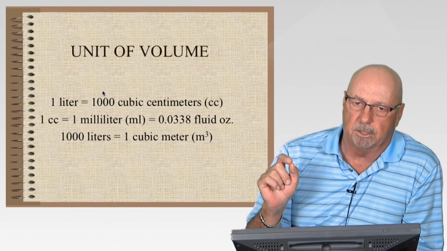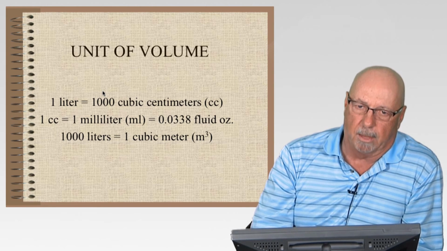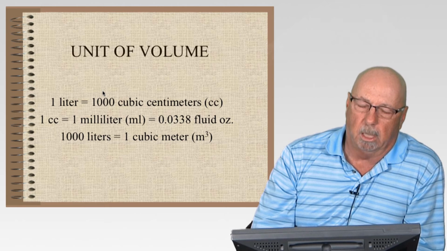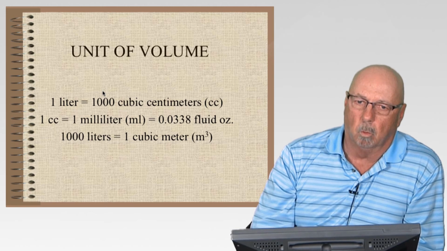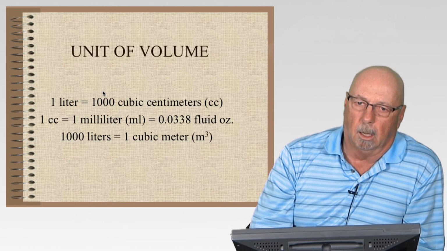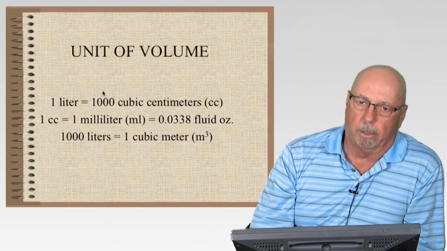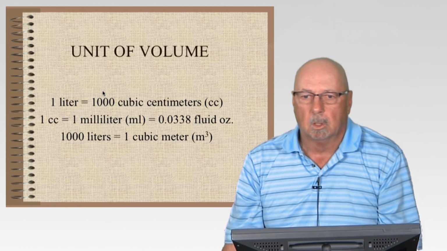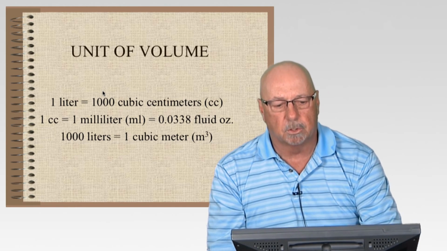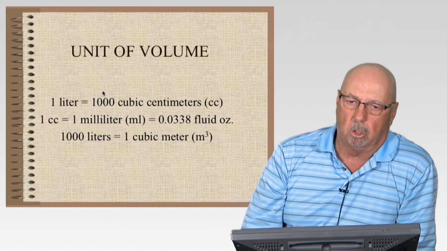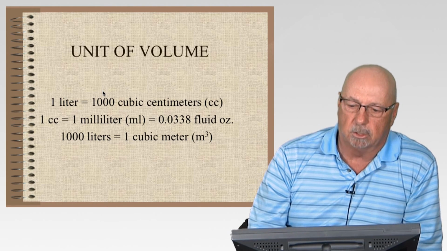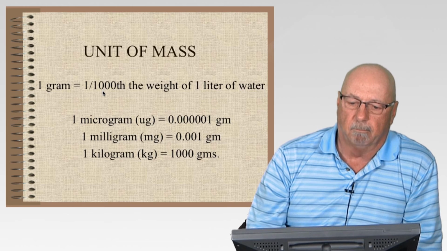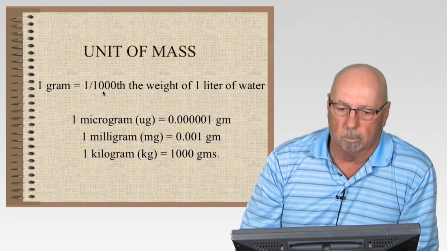When we look at volume, 1 liter is equivalent to 1,000 cubic centimeters, which we abbreviate as cc. So 1,000 cc's equals 1 liter. 1 cc is also equivalent to 1 milliliter, and 1 milliliter equals 0.0338 fluid ounces. Finally, there are 1,000 liters in 1 cubic meter. We'll use this when we get into doing our calculations involving volumes of material and rooms and so on.